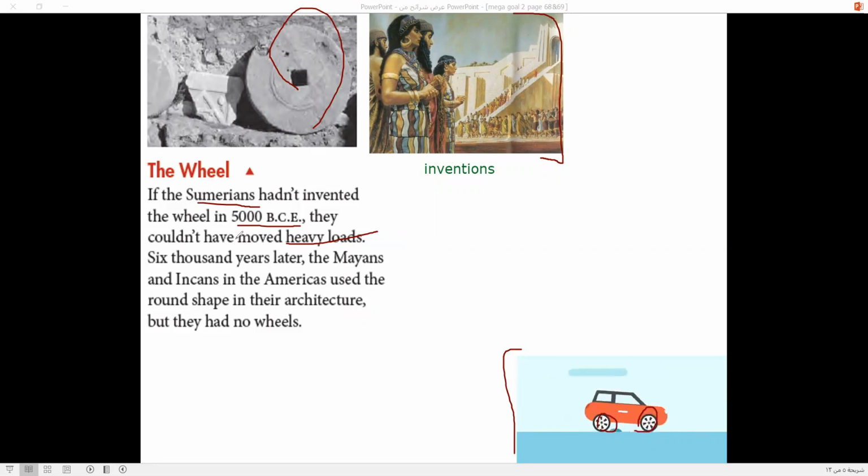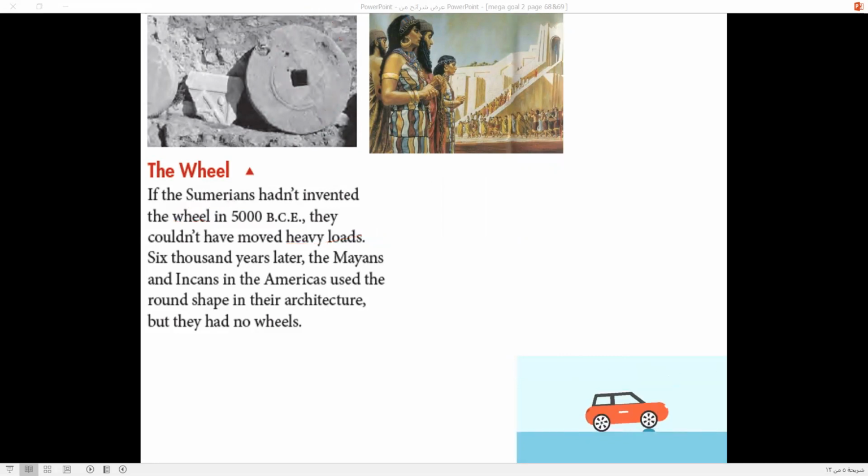Something that has what? Wheels. Yes, something that has wheels. The thing about wheels is that they let you move very heavy loads. You go to the supermarket, you buy many things, but you can move them because you have the wheels, okay? Also what he said, the Mayans and the Incans, all of them in the Americas, used the round shape in their architecture, but they had no wheels. They used only round shapes. So the first invention was the wheel.